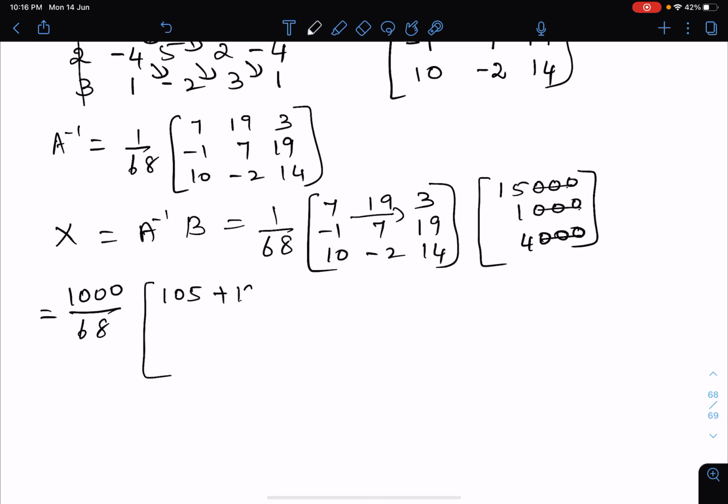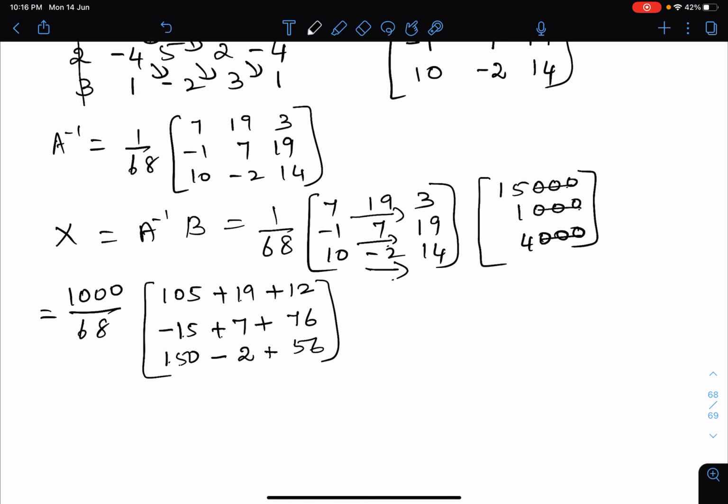You will get 105 plus 19 plus 12. Okay, second row: minus 15 plus 7 plus 76, that is 19 into 4. Okay, it is going to be 76. Similarly, third row: 150 minus 2 plus 14 into 4 is going to give you 56.